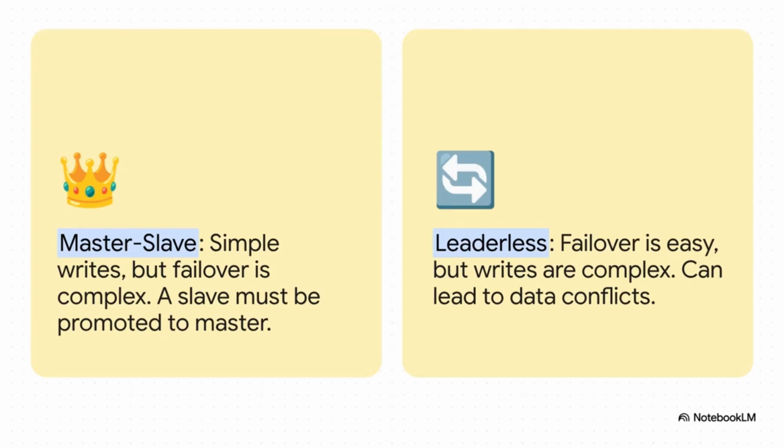And this brings us to a classic trade-off in system design. With master-slave, writes are simple. They all go to one place. But if the master dies, recovering, what we call failover, is a real pain. You have to step in and promote one of the slaves to become the new master. Leaderless systems, on the other hand, failover is a breeze. A node goes down, the others just pick up the slack. But now you have a brand new headache. What if two people try to update the same thing on two different servers at the exact same time? Now you've got a data conflict, and trust me, figuring that out can be a total nightmare.